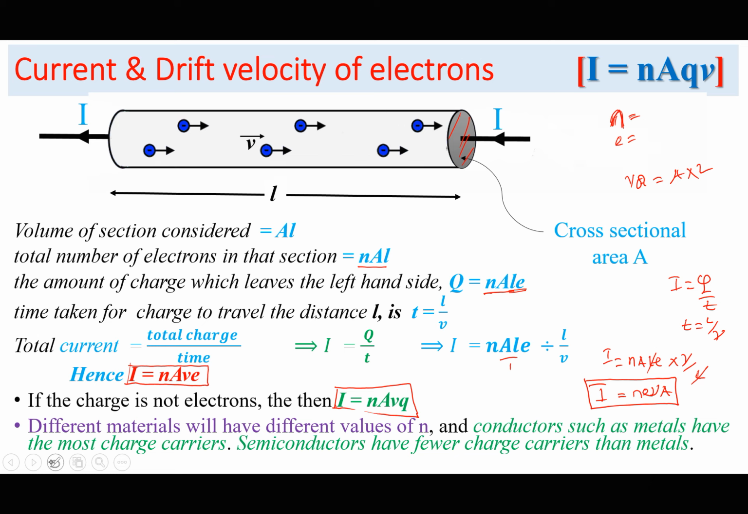If we know the length of the conductor and the cross-sectional area, we should be able to obtain the volume. If we know that n is the number of free electrons per unit volume, we should be able to obtain the total number of electrons. If we know the total number of electrons and the charge of each electron, then we should be able to find the total charge which passes through the conductor in a given time.